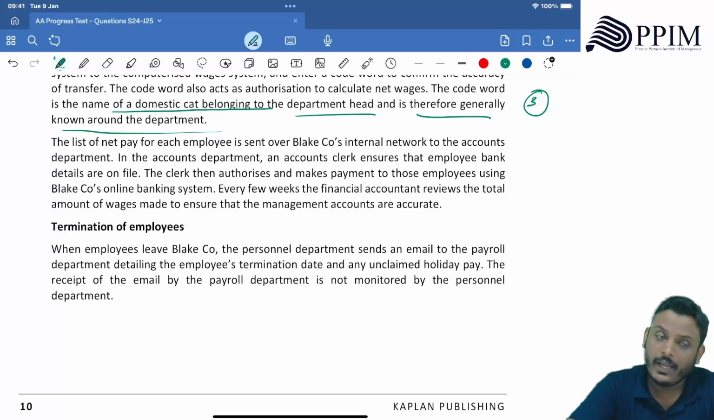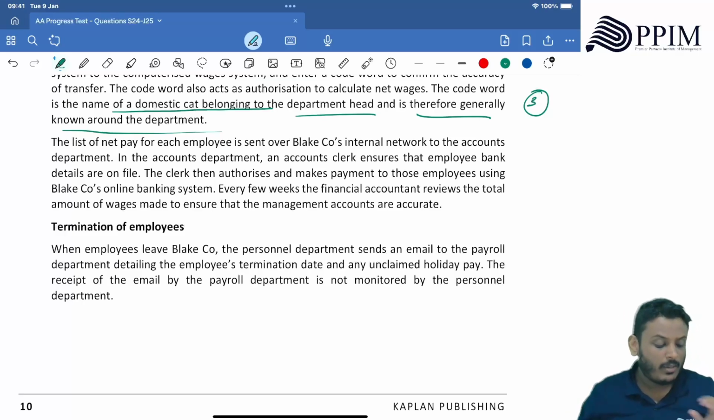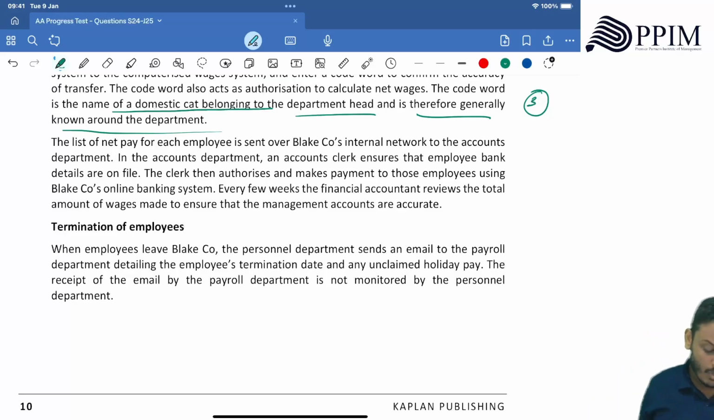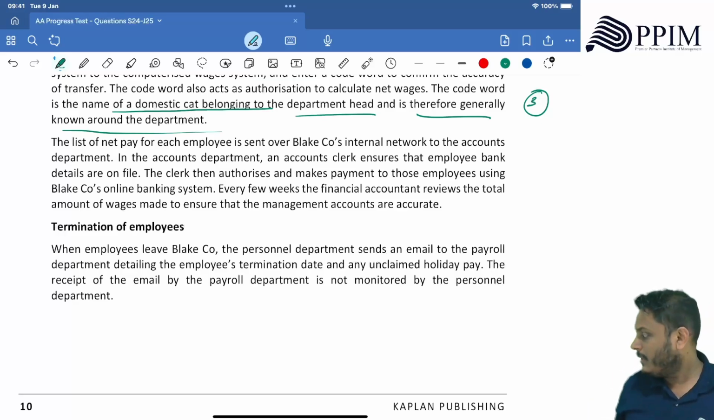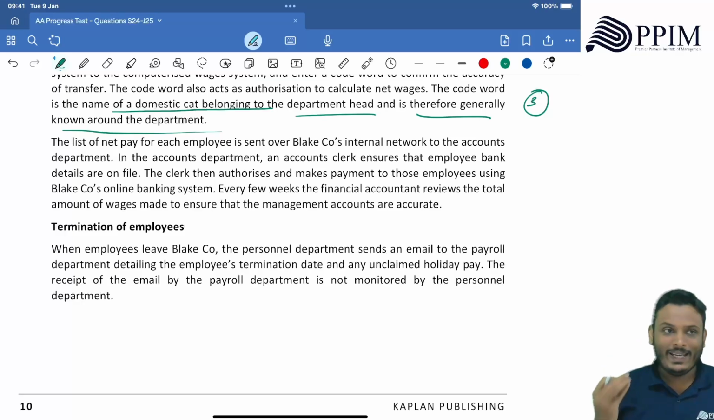So here, look at the list of net pay for each employee sent over the internal network to the accounts department. The total amount of net wages is not agreed; that list is not shared. Actually, what they are sharing is the list of net pay. So additional errors are possible here. Right.